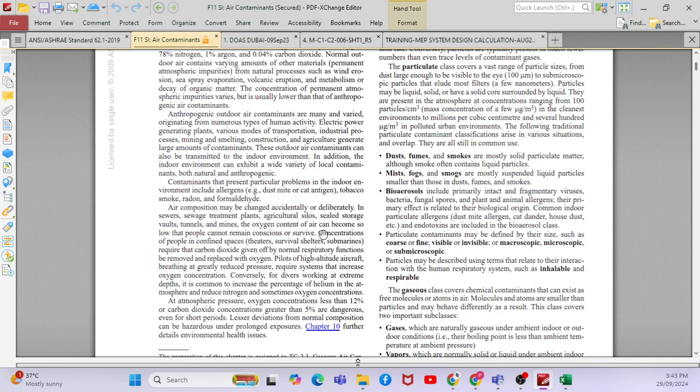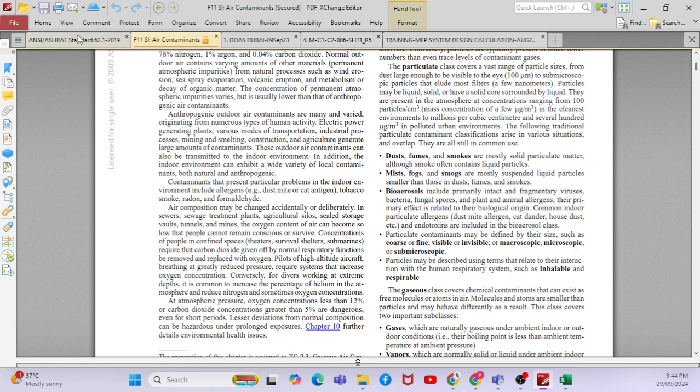Clear, right? In the air there are contaminants that present particular problems in the indoor environment, including dust, allergens, antigens, tobacco smoke, radon and formaldehyde. These should be taken out of the building so that humans have good indoor air quality. There are also dust, fumes, smoke, mist and fog, and moisture in the air inside, which will increase the humidity of the space. That is the purpose of fresh air ventilation.